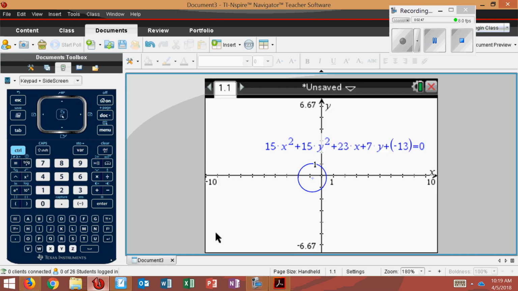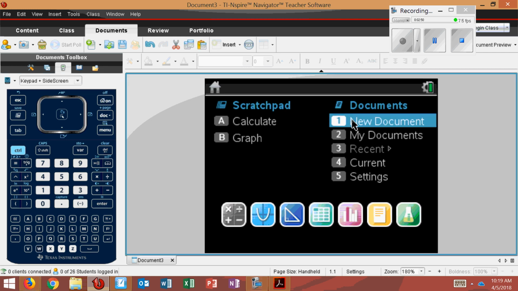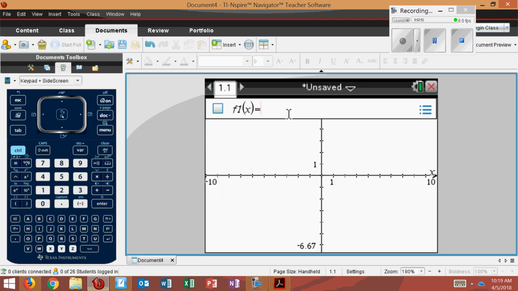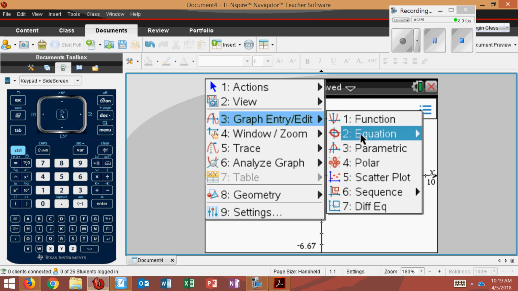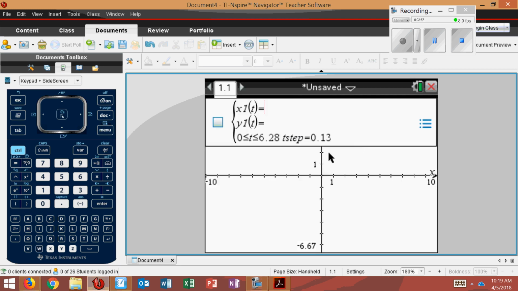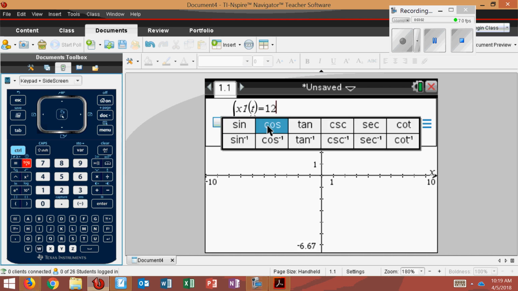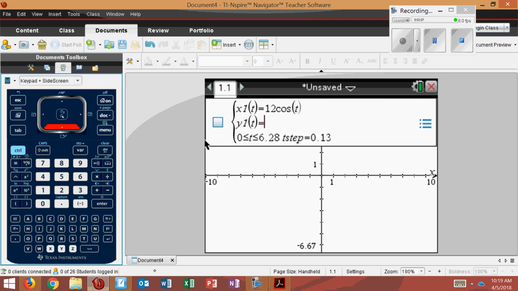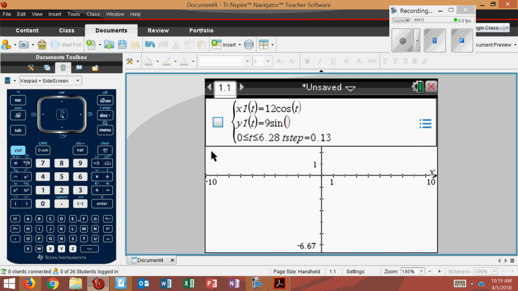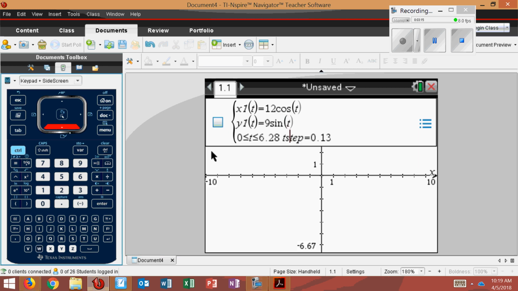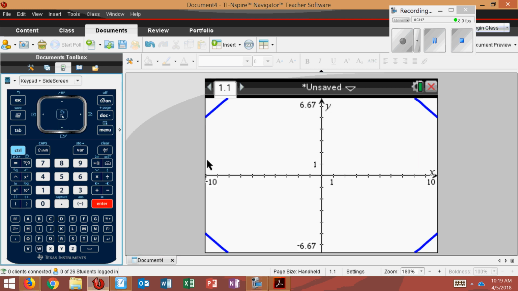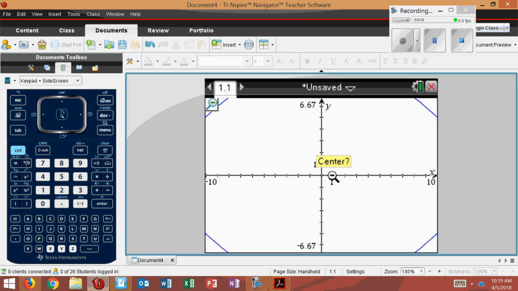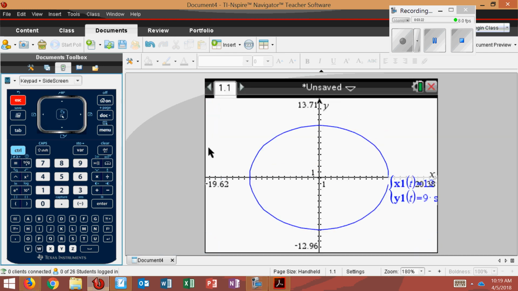We go over to our graph. And I'm going to do a new document here to clear that out. Graphs, menu, graph entry, parametric. And the equation they gave us was 12 cosine theta, 12 cosine. Now, in the calculator, we don't put theta, we put t, because that's what it wants for parametric. And the other equation was 9 sine theta, so 9 sine t. And now, hit enter. We see that we have this huge graph. Let me zoom out a little bit. We can see we have this huge ellipse.